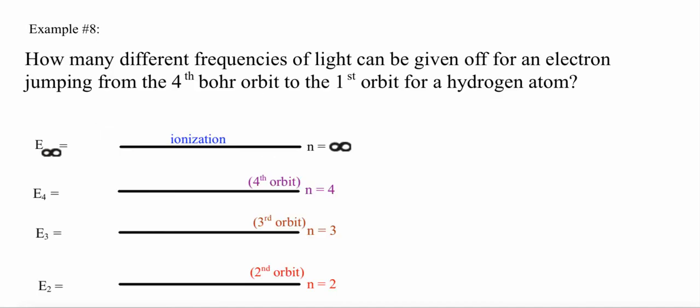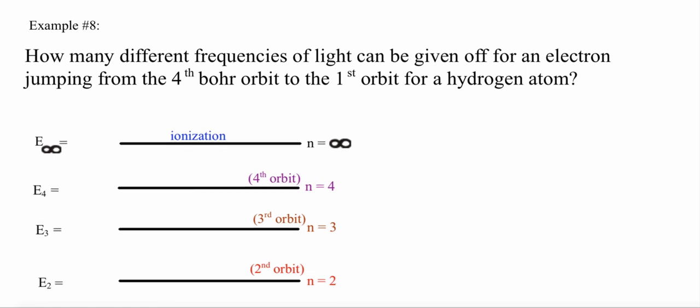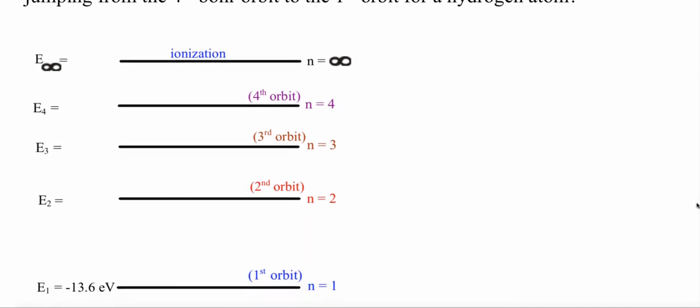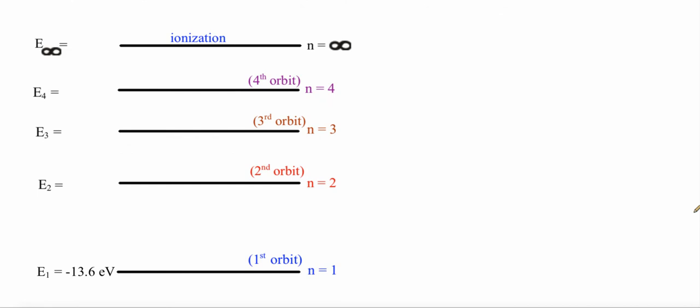My second last example is asking us how many different frequencies of light can be given off for an electron jumping from the 4th Bohr orbit to the 1st orbit. So we're looking at this here, and we're going from the 4th Bohr orbit all the way to the 1st. So there's 1. We could do that. Then it could maybe go not quite all the way to there, and then jump down here. So there's 2, 3. So I have 1, 2, 3.